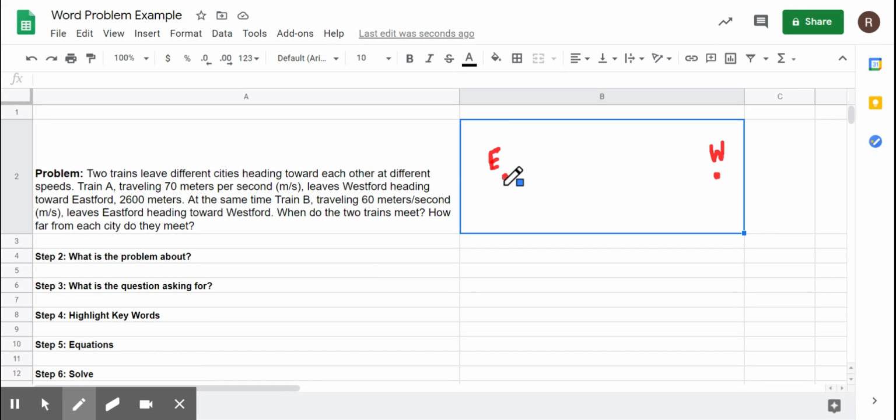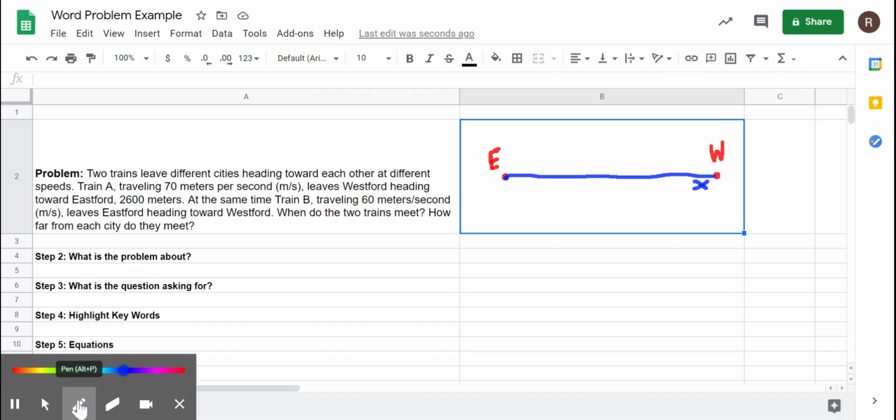Now, when I look through this, I notice there's several things. Number one, there is a certain distance between these two towns. Okay. So there is a certain distance. I'm going to entitle that X. And we got a train A, and it's leaving Westford heading towards Eastford. Okay, I can do that in a different color. I'm going to do it in green. And here's train A, right? And it's moving from Westford going to Eastford, okay?